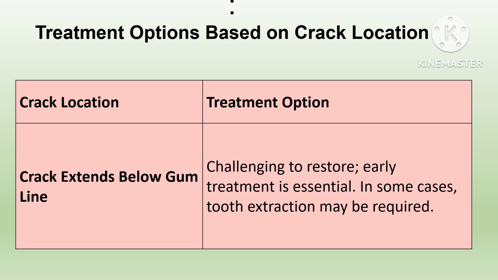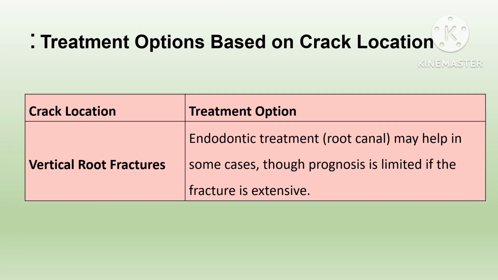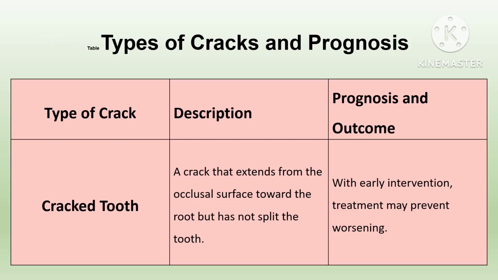If the crack line extends below the gum line, it becomes very difficult to treat. In such cases, early intervention is essential to prevent further damage. If left untreated, the crack can worsen and possibly lead to tooth loss. In case of vertical root fracture, in some cases endodontic treatment may help to preserve part of the tooth, but prognosis is generally poor if the fracture is extensive.